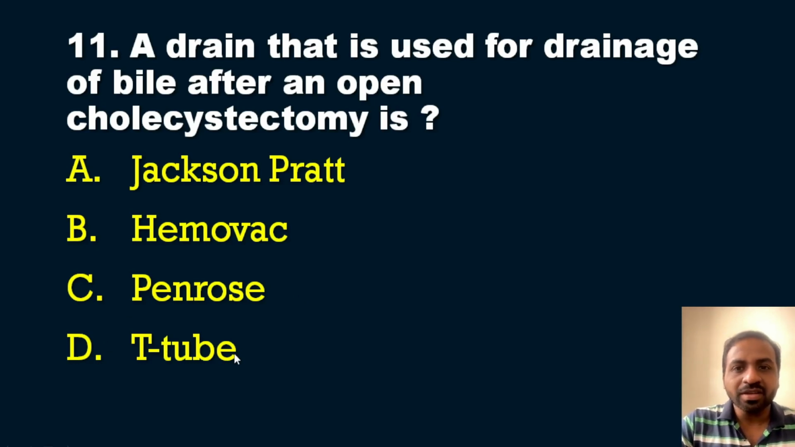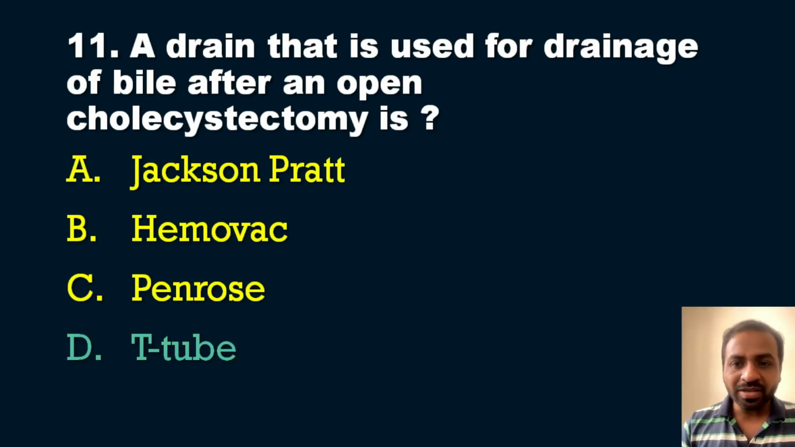So what is the answer? All the options I have given you are different types of surgical drains. In that, which one is particularly used for cholecystectomy patients for the drainage? It's a little tough question. The answer for this question is option D, that is the T-tube.